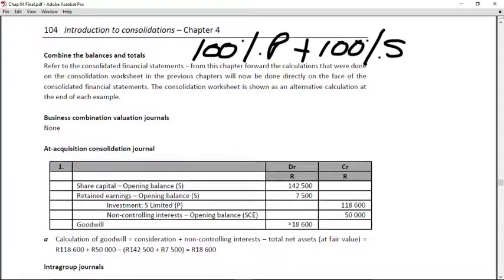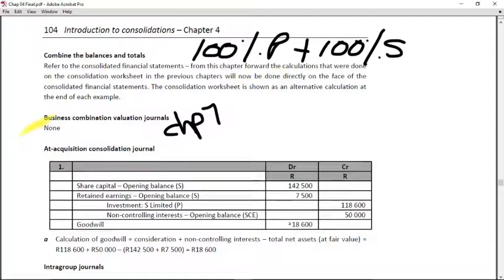The first category of consolidation journal entries is the business combination valuation journals. You will only have consolidation journals under this heading if the identifiable assets and liabilities of the subsidiary are not fairly valued at acquisition date. And we'll have examples of that when we get to Chapter 7. But the additional information mentioned that the identifiable assets and liabilities of the subsidiary are fairly valued at acquisition date, and that's why we have no consolidation journal entries under this category.